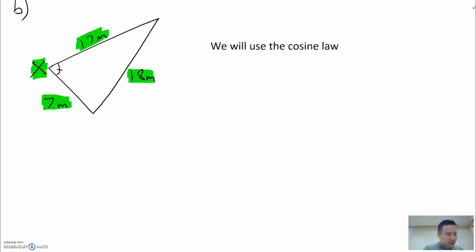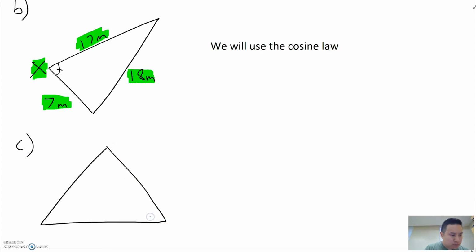And let's do one last example. Let's take a look at this one here. Let's say this is X. Let's say this is 81. This is 62. And let's say this is 11 meters. All right. So let's take a look at side X. That's what I'm looking for.